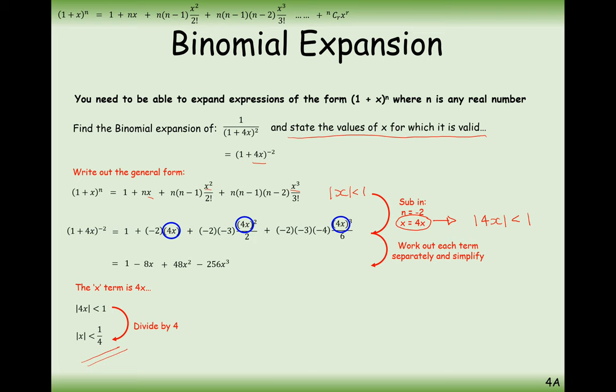Okay, so this is our answer for the expansion up to the x cubed term, and this is what values of x are valid to substitute into this expansion. So this expansion is not perfect. It doesn't work for all values of x. It works for only a limited range of x values, and it's only an approximation as well, so it's not even that great when you've got values that are close to a quarter.